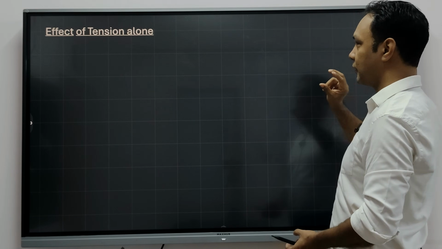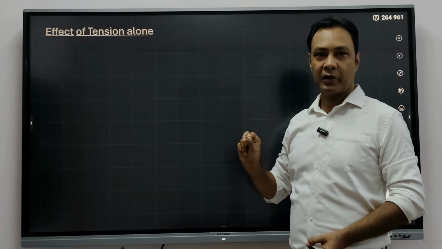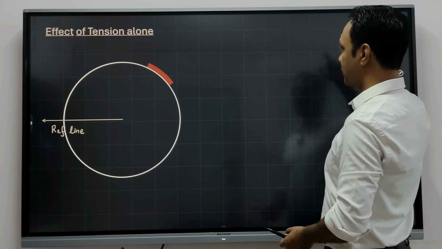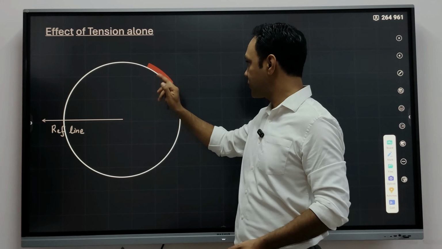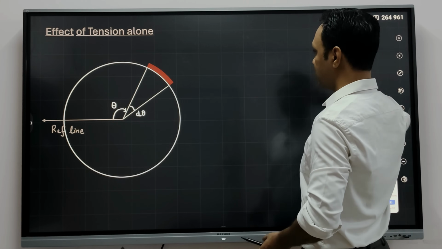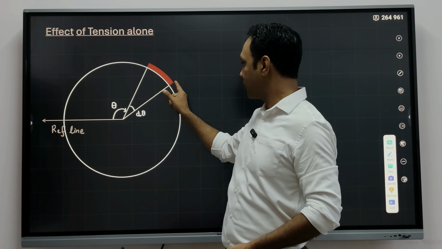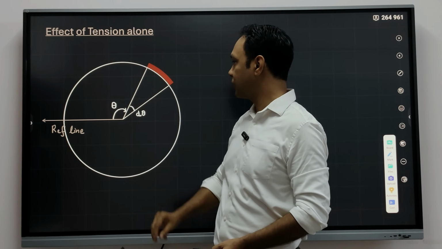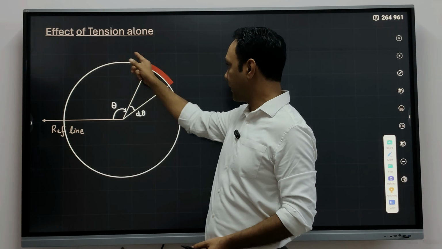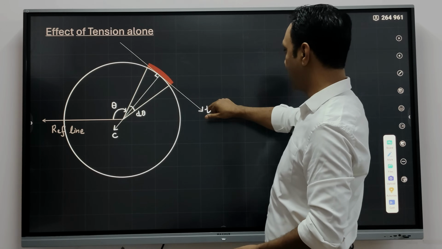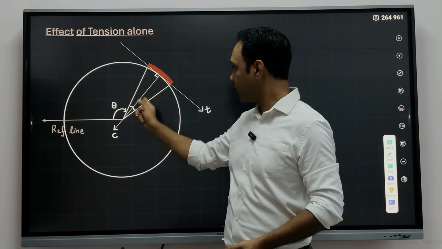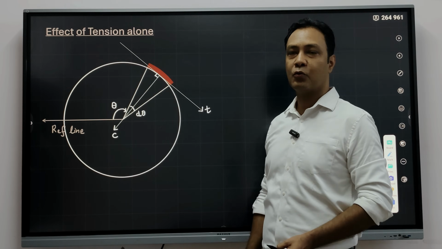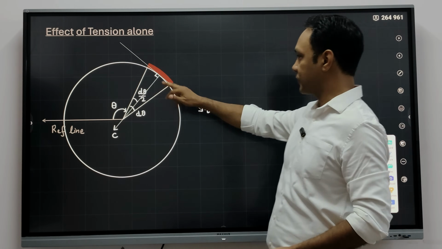Right now we'll take a very small element of the thread, and I want to study just the effect of tension alone. So again, this is the string, a very small part of the string. This end is at angular position theta, and this end is at angular position theta plus d theta. So this element subtends an angle d theta at the center. So make a tangent and normal to this element. This is the tangent and normal to this element. This is the symmetrical normal, so this line divides this d theta into two equal parts, d theta by 2 and d theta by 2, like this.